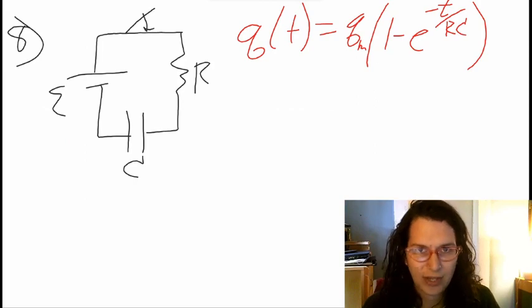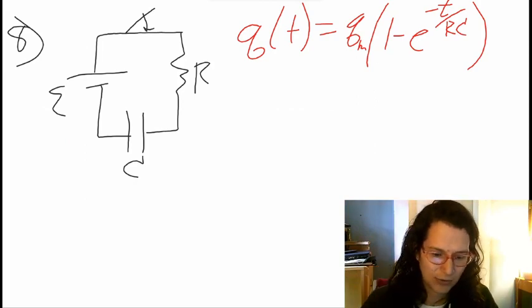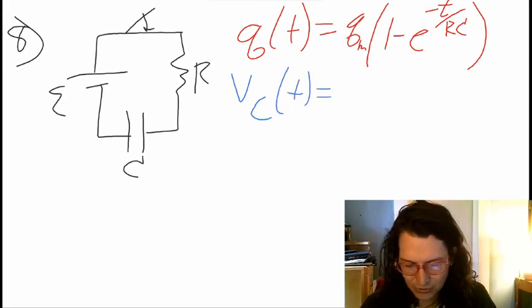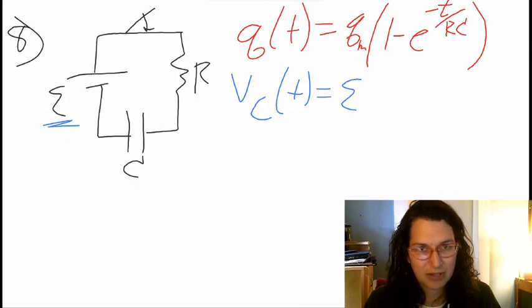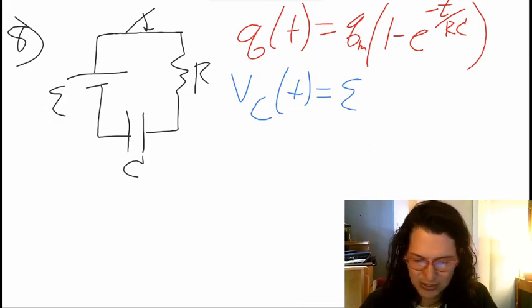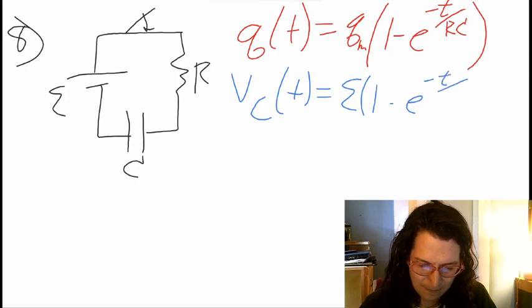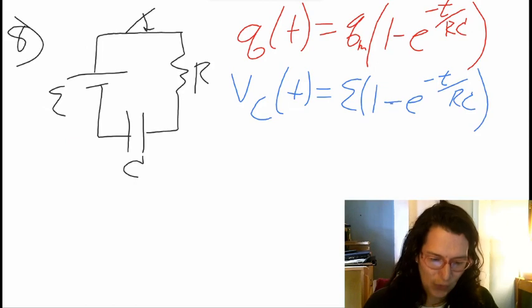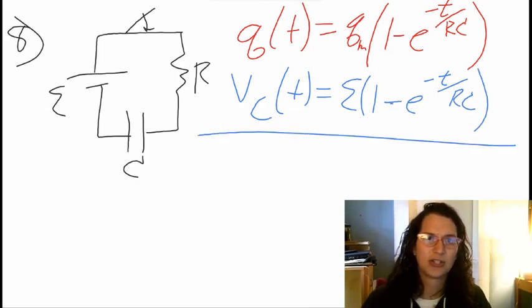You can also, of course, relate this back to the voltage on the capacitor. The voltage on your capacitor as a function of time is going to be equal to epsilon, whatever the voltage of the battery is, times the same thing, 1 minus e to the negative t over RC. Okay, so this is for a charging RC circuit.